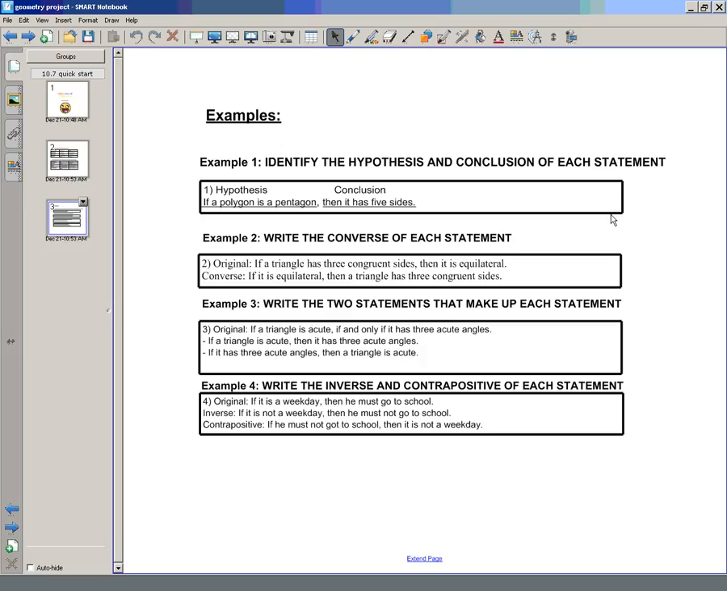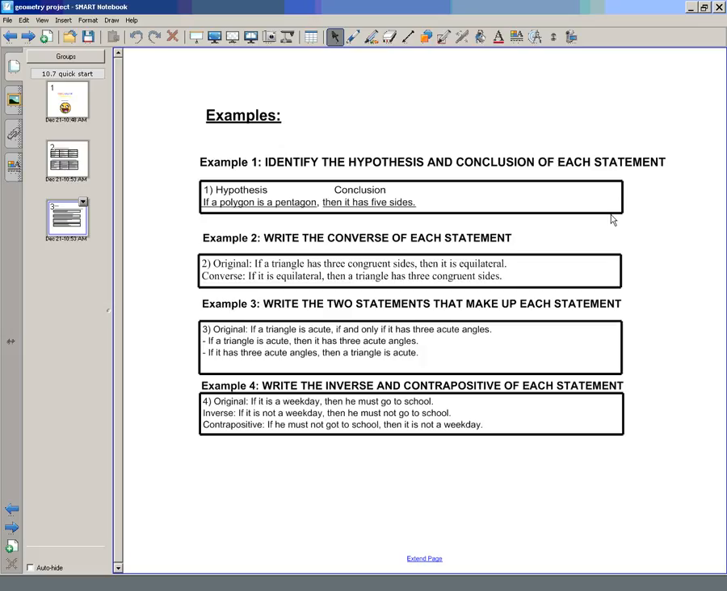Example number 2, write the converse of each statement. The original sentence is, if a triangle has three congruent sides, then it is equilateral. The converse of that is, if it is equilateral, then a triangle has three congruent sides. So it's the opposite. They switch the hypothesis and conclusion.